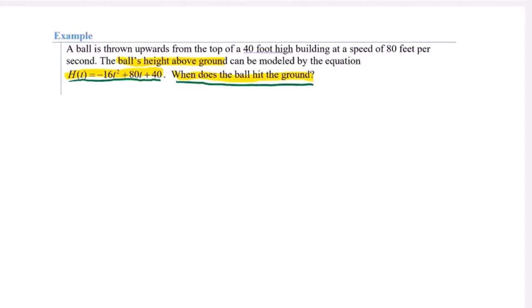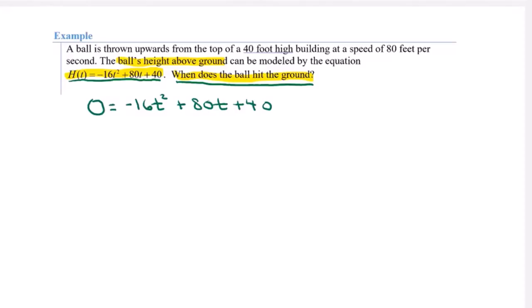So if h of t is the ball's height above the ground, then when the ball hits the ground, the height is going to equal 0. So I get 0 equals negative 16t squared plus 80t plus 40. So I'm going to do this next step.